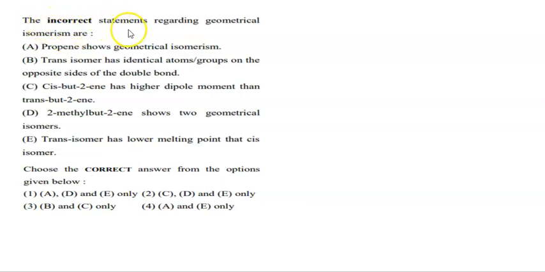The incorrect statements regarding the geometrical isomerism. So the first option is given as propene shows the geometrical isomerism. If I am taking the propene structure CH3CH double bond CH2, this carbon is having two identical groups which cannot exhibit the geometrical isomerism. So the option A given is wrong.